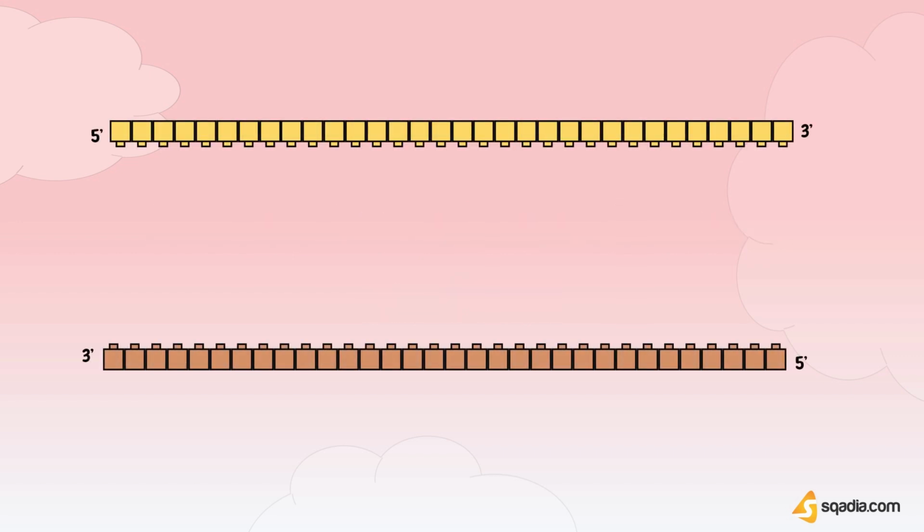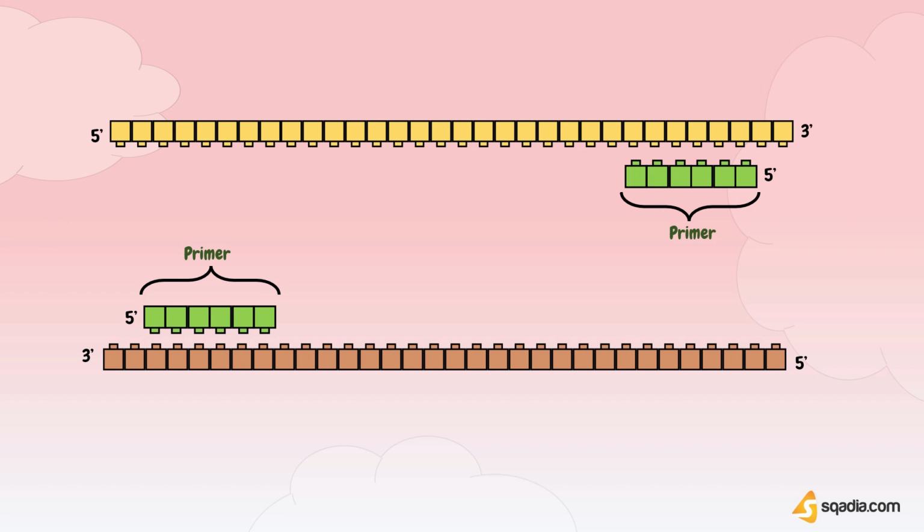Two sets of primers are used, which are short stretches of oligonucleotides. They are chemically synthesized and complementary to the part of the deoxyribonucleic acid template to be amplified. Deoxyribonucleic acid polymerase requires a primer for initiating replication.